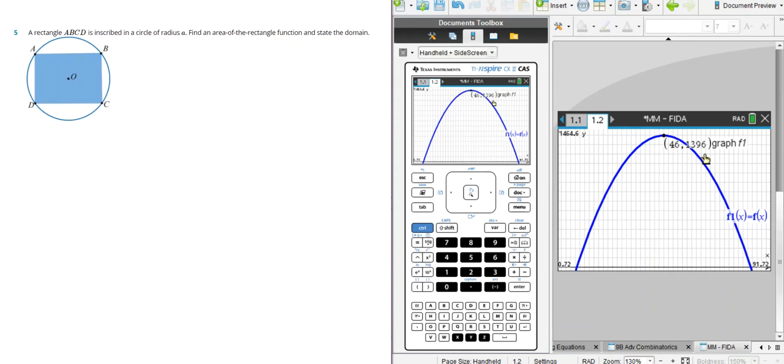Okay, a rectangle ABCD is inscribed in a circle of radius A. That means, let me draw something on this, that this line segment that I've just drawn from O to B is A, and then from O to D is A as well. So what is D to B? Yes, you guessed it right. It is 2A, right? What if I take out this as a triangle?